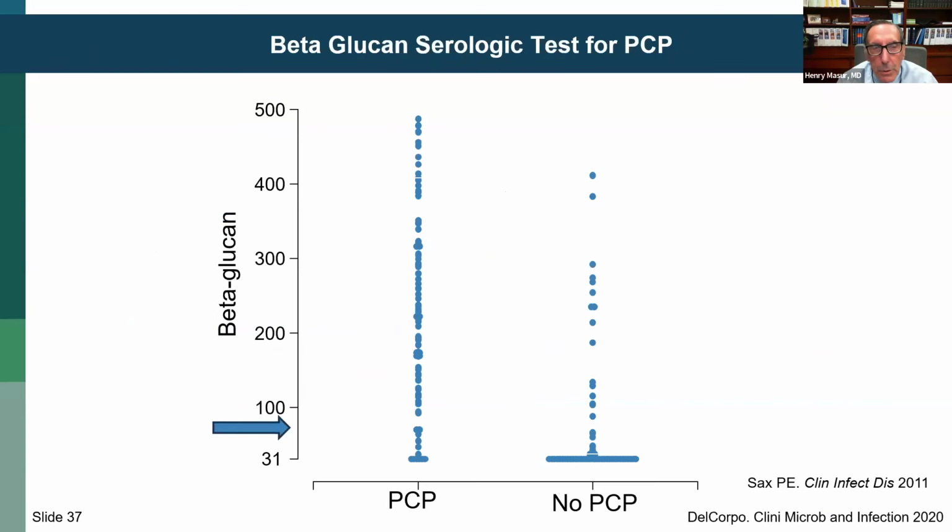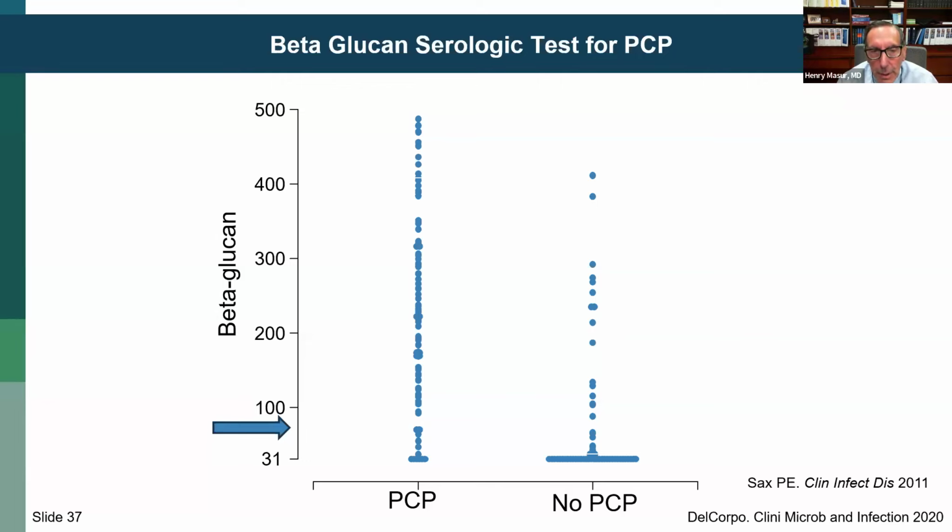Can you use beta-glucan? The answer, for me, would be no. There's a serologic test. The rule at my institution is nobody ever orders a beta-glucan because it's too nonspecific. It is positive in a lot of fungal diseases. It's positive in, not a lot, but several non-infectious entities.